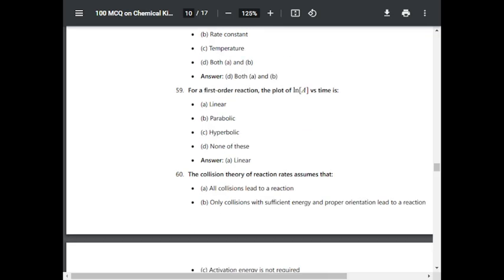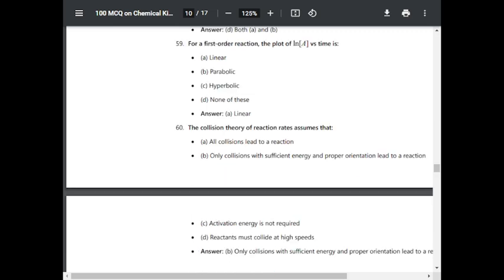Question number 59. For a first order reaction, the plot of log A versus time is. Option A, linear. Option B, parabolic. Option C, hyperbolic. Option D, none of these. The correct answer is A, linear. For a first order reaction, the plot of log A versus time is linear. That is option A is correct.